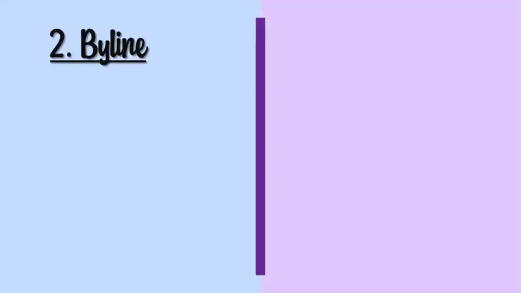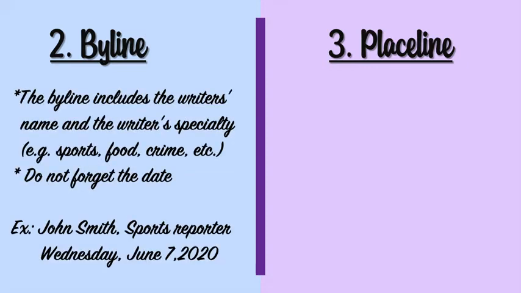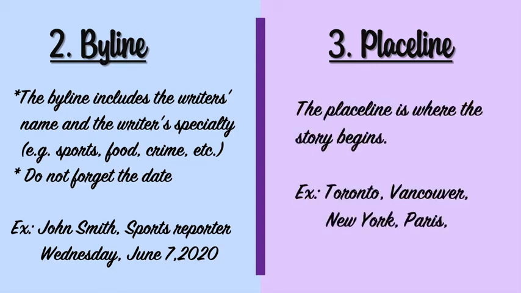Then we have the byline and we have the placeline. The byline includes the writer's name and the writer's specialty. Examples: sports, food, crime, etc. Do not forget the date here. Example: John Smith, sports reporter. Date: Wednesday, June the 7th, 2020. The placeline instead is where the story begins. Example: Toronto, Vancouver, New York, Paris, etc.